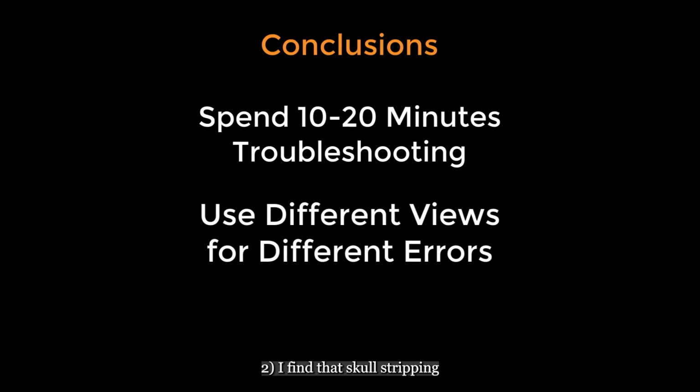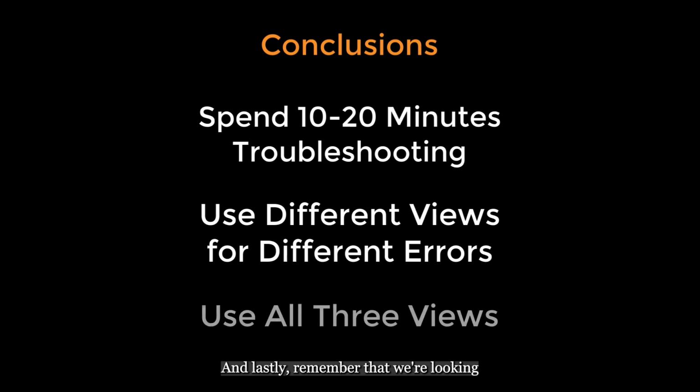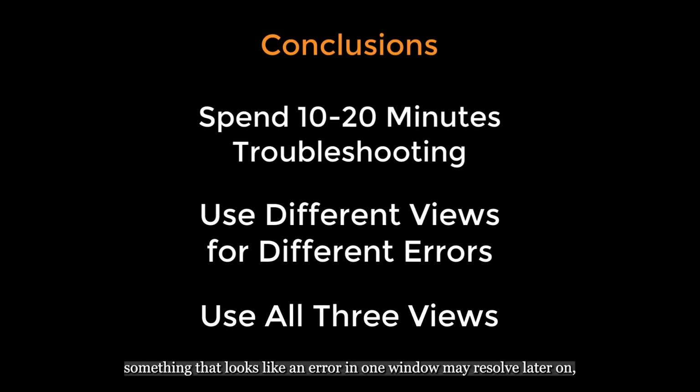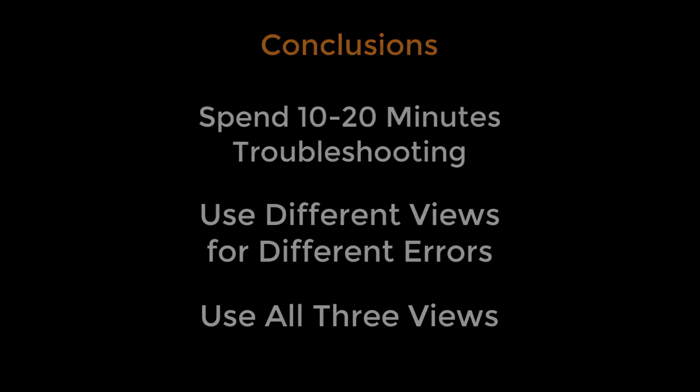Second, I find that skull stripping errors are more easily detected using the sagittal and coronal views, whereas intensity normalization can be seen in any view. And lastly, remember that we're looking at 3D structures with 2D viewing panes. Something that looks like an error in one window may resolve later on, or it may make more sense when you look at it from all 3 views.